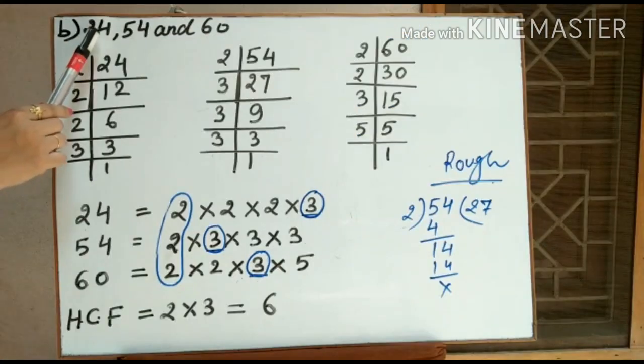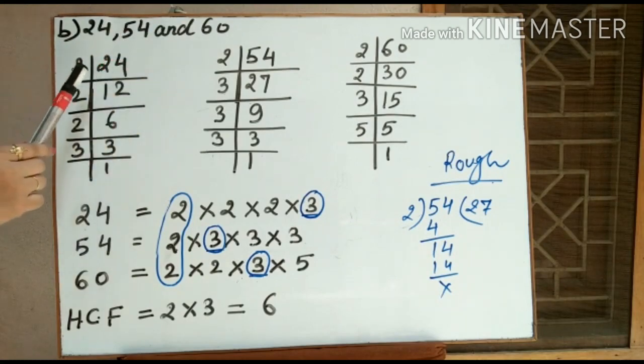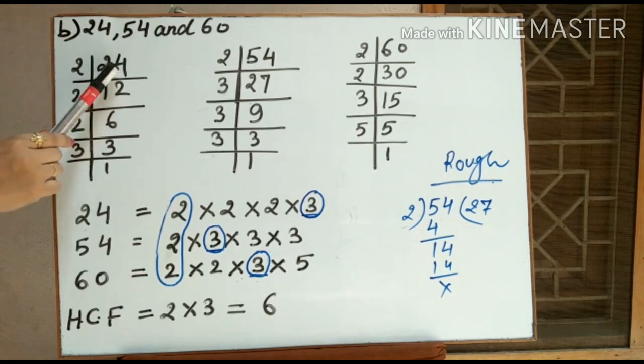Next, B: 24, 54 and 16. Now the factors of 24, and we know that 24 can be divided by 2. 2 1s are 2, 2 2s are 4. What is here? 12. 2 6s are 12. 2 3s are 6 and 3 1s are 3.